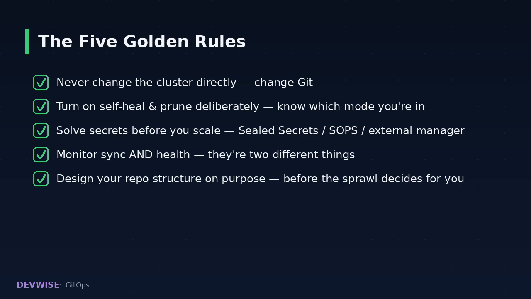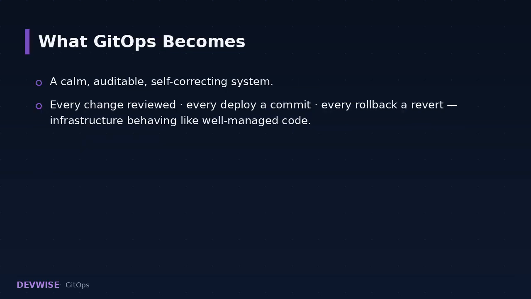4. Monitor sync and health as 2 different things. Green sync plus a crash-looping pod is a real, common state. Pair GitOps with real observability so you know not just that the deploy matched Git, but that it actually worked. 5. Design your repo structure on purpose. Decide monorepo versus multi-repo and how environments promote before the sprawl decides for you. A little architecture up front saves a year of merge pain.